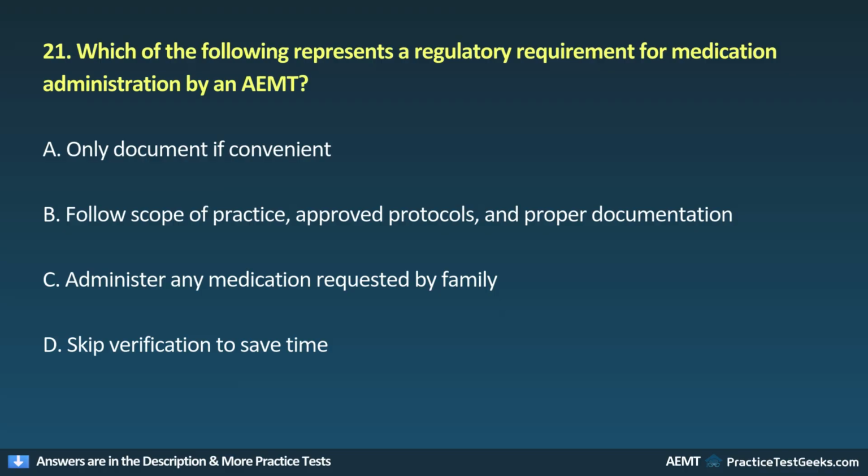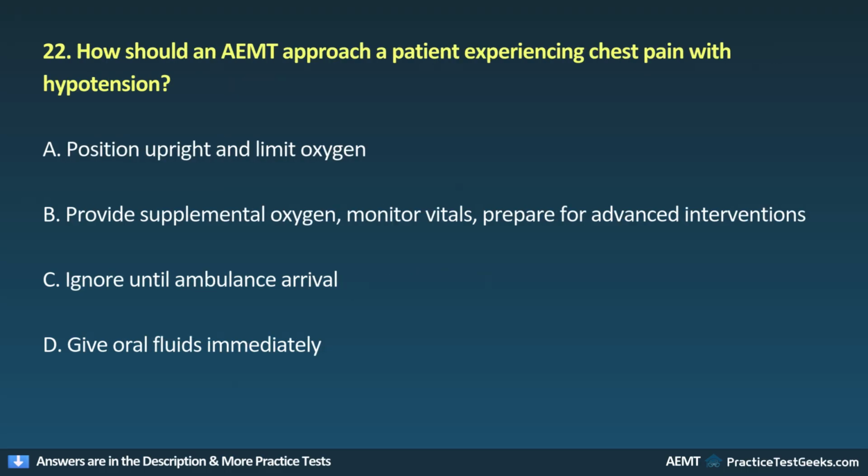A. Only document if convenient. B. Follow scope of practice, approved protocols, and proper documentation. C. Administer any medication requested by family. D. Skip verification to save time. 22. How should an EMT approach a patient experiencing chest pain with hypotension?